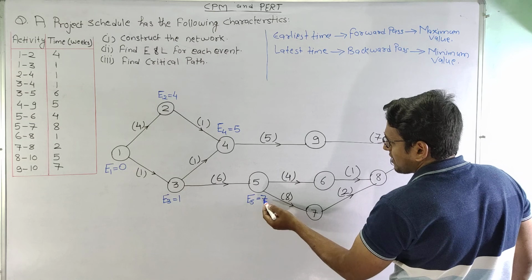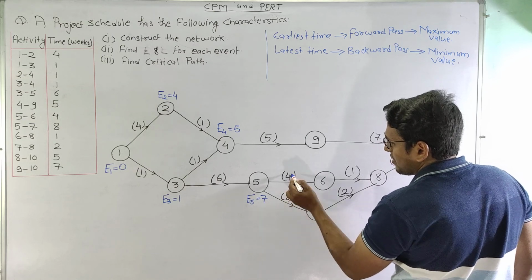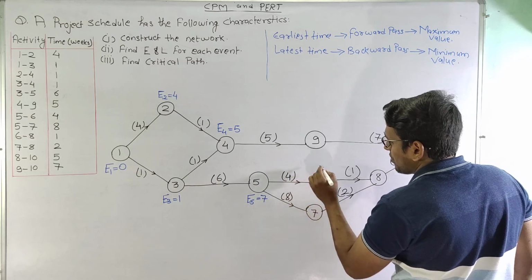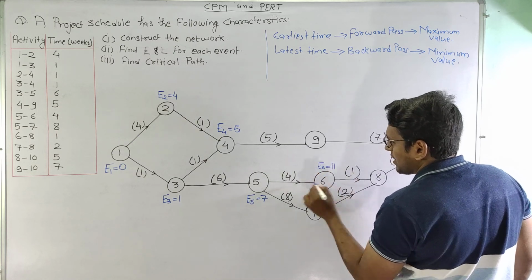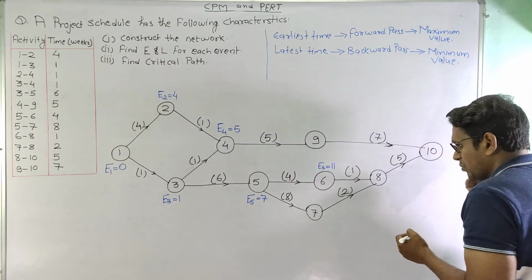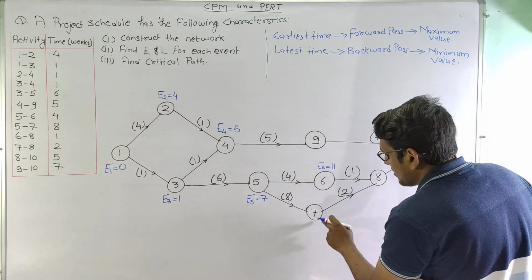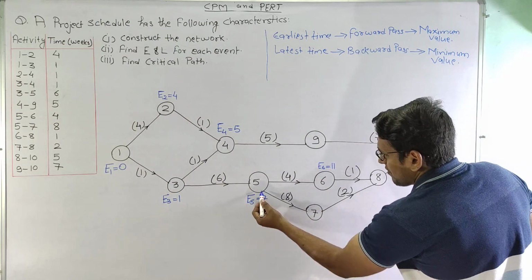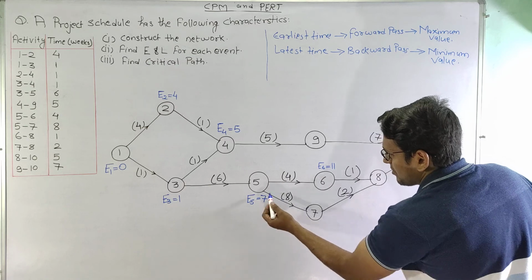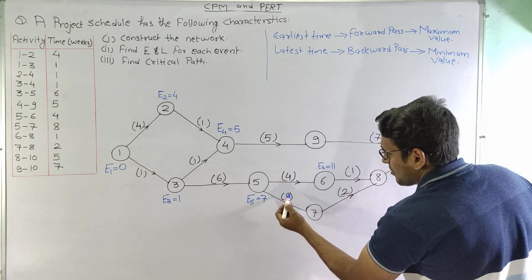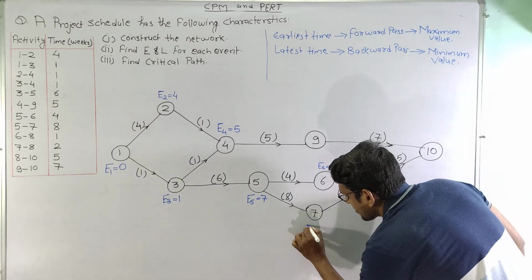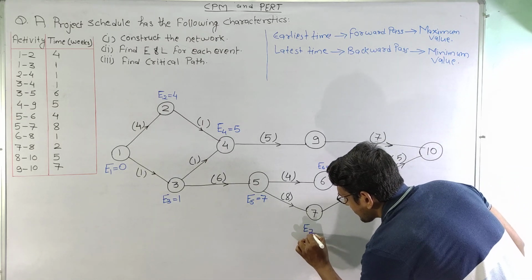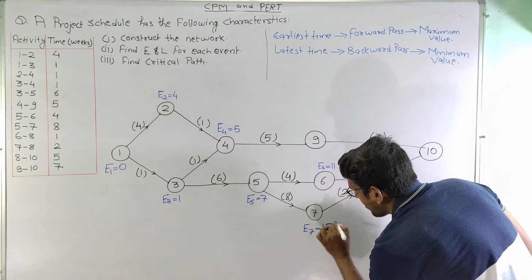Now moving on to node 6, we can see that there is only a single arrow coming, so we will add the activities. This is 7, this is 4, so E6 is equal to 11, 7 plus 4 is 11. Now moving on to the 7th node, we can see that only a single arrow is coming here, so this is 7 plus 8, which is 15, so E7 is equal to 15.